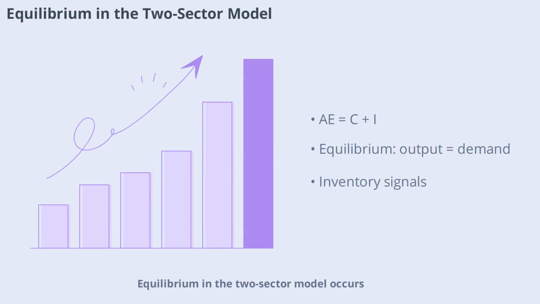Equilibrium in the two-sector model occurs when planned aggregate expenditure equals total output. This means that what is produced is exactly what is demanded. If output exceeds demand, inventories build up, signaling firms to reduce production. If demand exceeds output, inventories fall, prompting firms to increase production. The key equation here is AE equals C plus I, where AE is aggregate expenditure, C is consumption, and I is investment. This balance ensures the economy operates smoothly without unintended inventory changes.